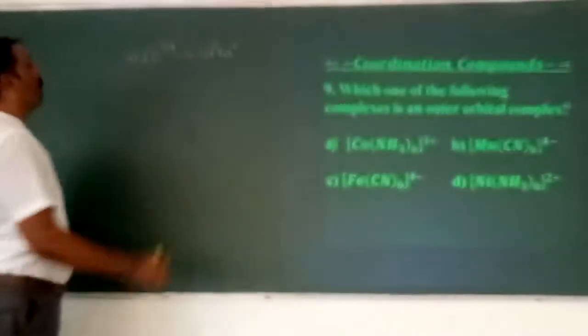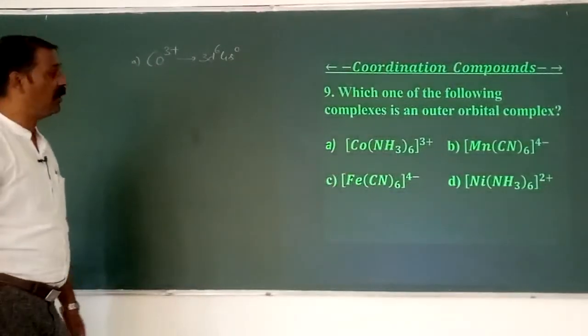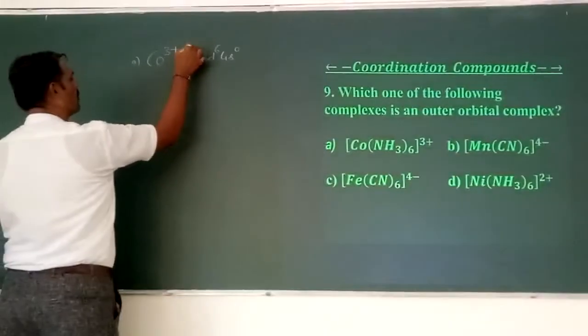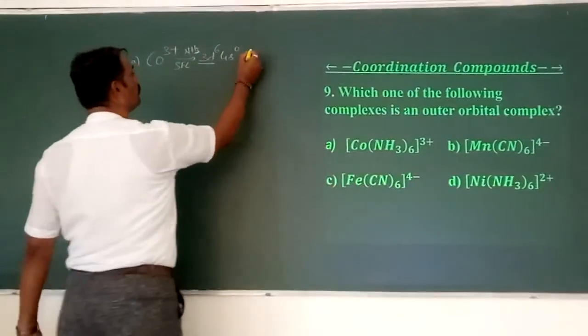As ammonia is a strong ligand, what happens here? In the presence of a strong field ligand, SFL, which is NH3, how can 3d6 be written?